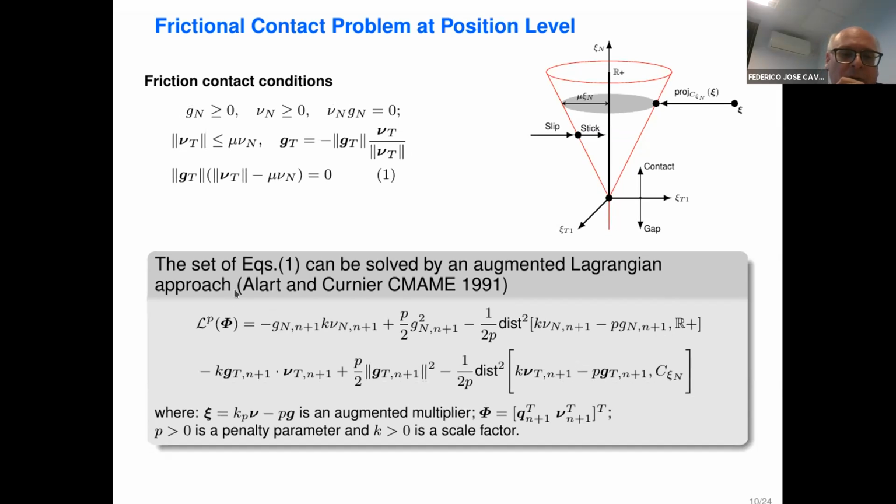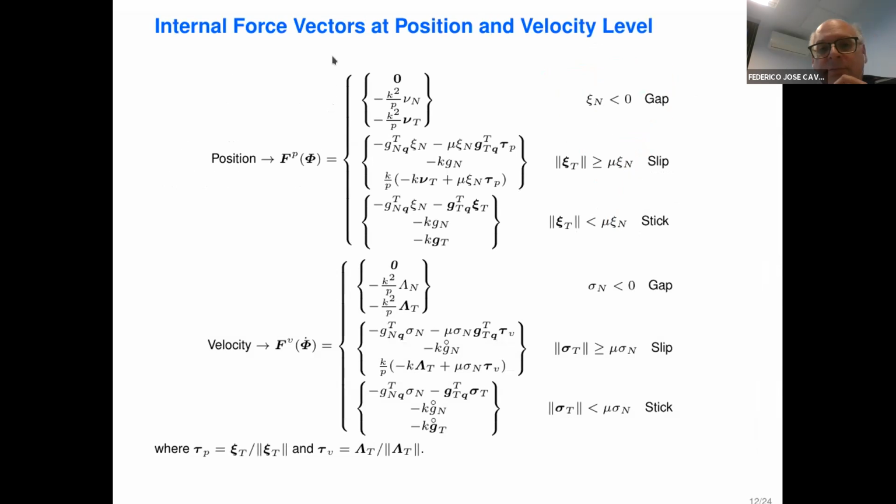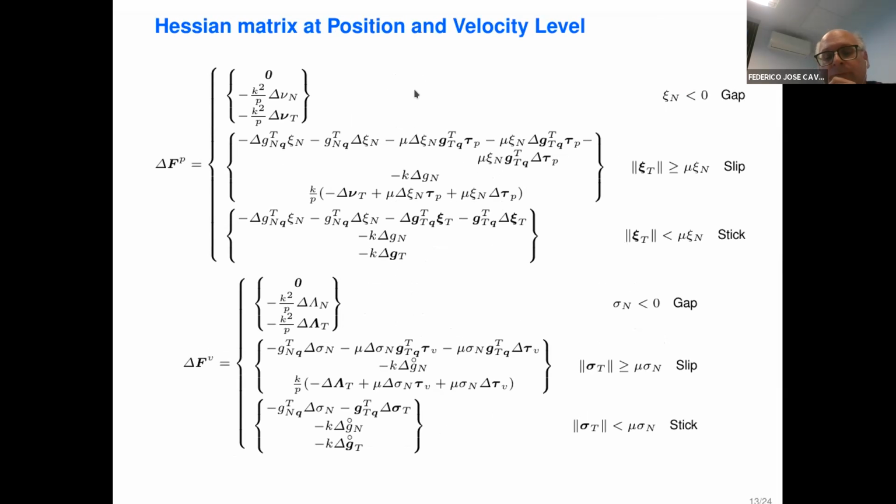So the virtual variation of this Lagrange multiplier at velocity level gives the internal force vector at position and velocity level, with the different contact status depending on the movement of the sphere. As we use a semi-smooth Newton, we need to linearize these force vectors. So we obtain here the Hessian matrix at position and velocity level for the different contact status. Until here, the theory, and now I will show you some numerical examples.